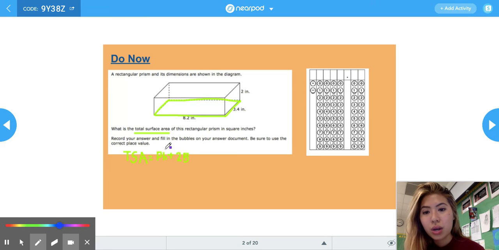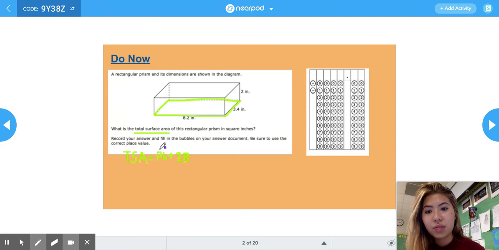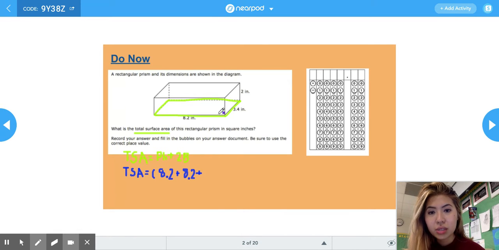Next, we have to find out what the perimeter of the base is. So to do that, since it's a rectangle, I'm just going to add up the four sides. So we have 8.2 plus 8.2 plus 3.4 plus 3.4, because the perimeter is the distance around the shape.